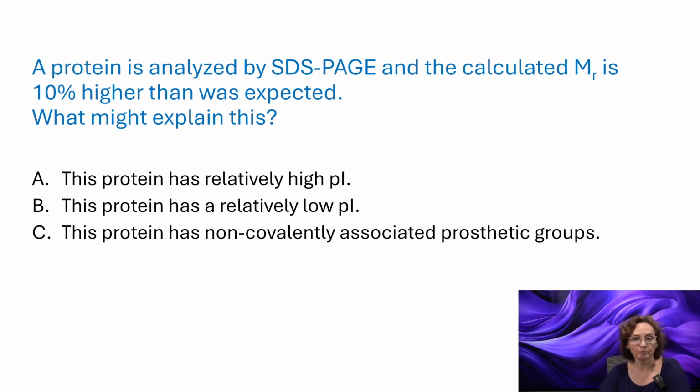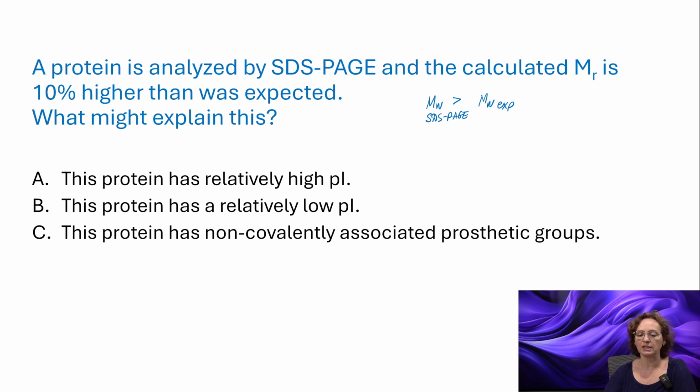So in this problem, we are given a scenario that a protein is analyzed using SDS PAGE, and that allows us to calculate its molecular weight, but it is 10% higher than expected. So the molecular weight determined by SDS PAGE is greater than the expected molecular weight based on, I don't know, some other method. So what can be the reason for that? And we have three options.